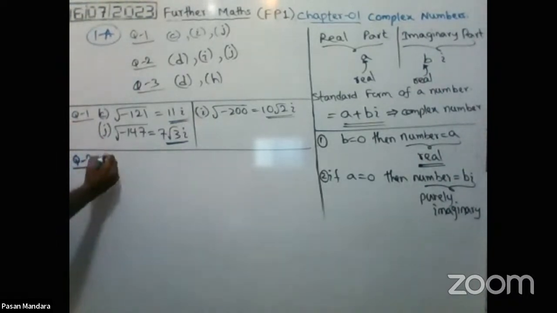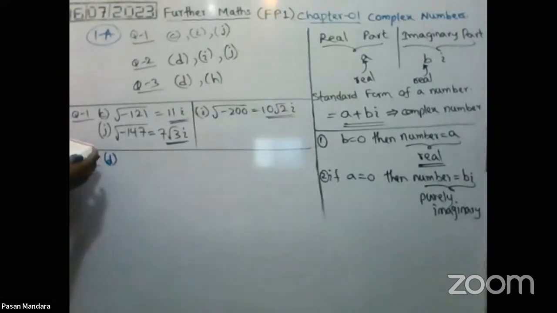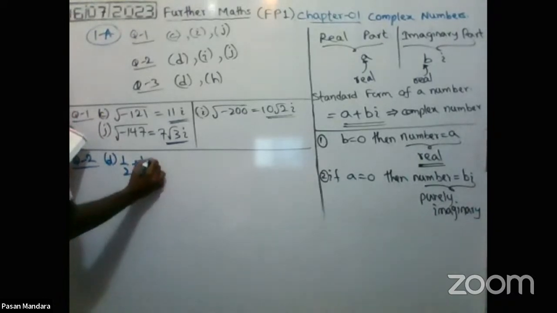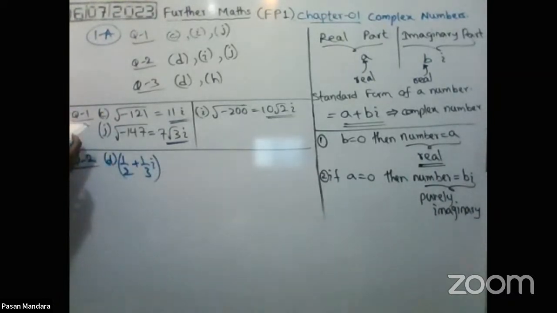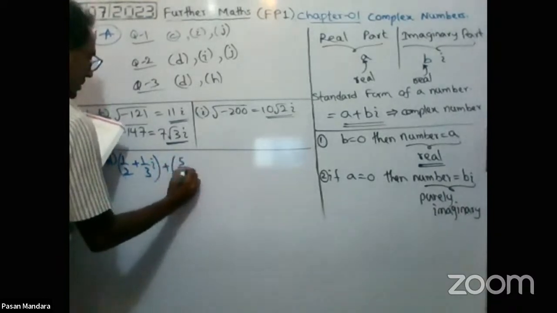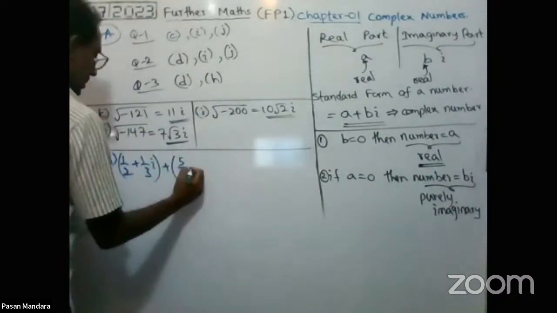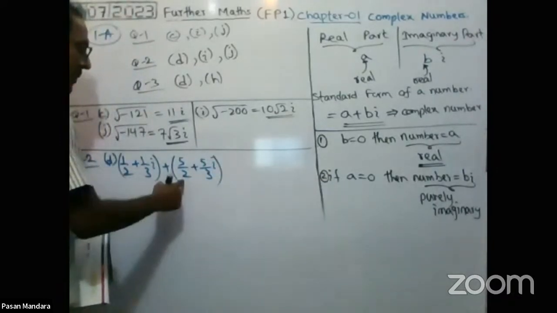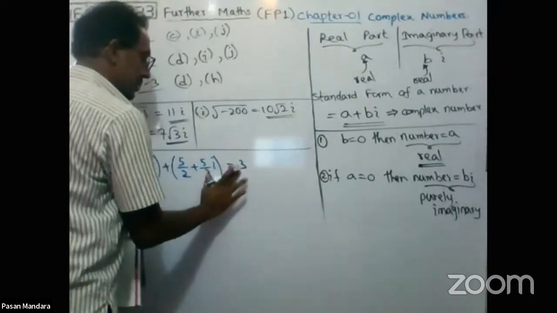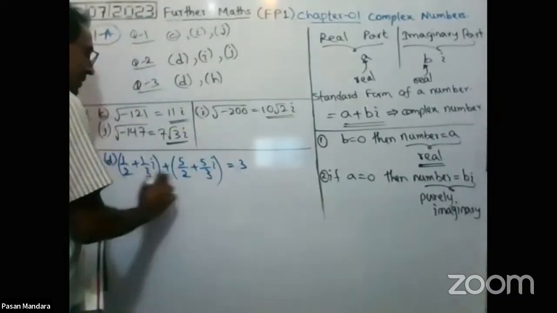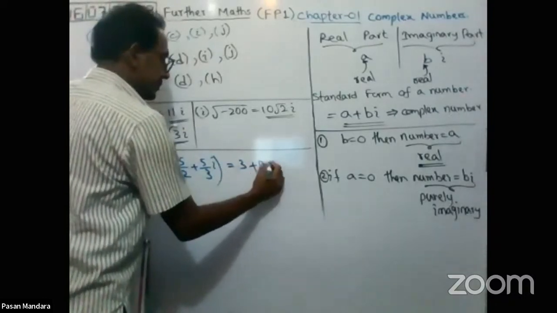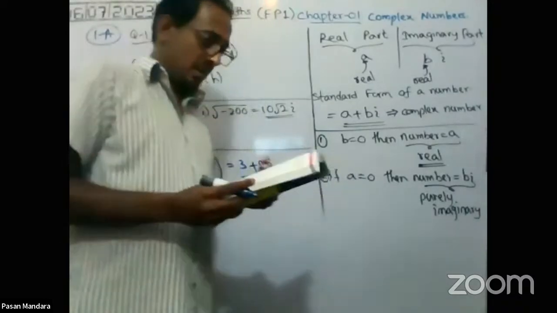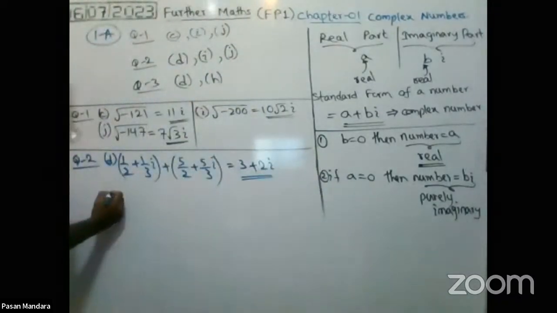Question number 2D. So you can add real parts together. Half plus 5 over 2, 3. 1/3 plus 5 over 3, 2. If any answer is different, you tell me, I'll explain. This is i now.